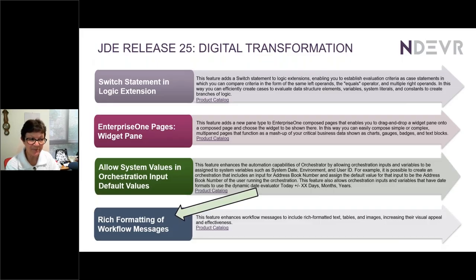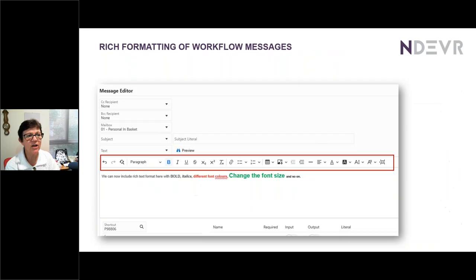Last but not least, the rich formatting of workflow messages. We've seen the rich formatting of other messages and notifications in Orchestrator, but it was always very plain text in the workflow, and now workflow messages have got the same functionality. So you can use different fonts, make it italic, bold, different colors, change the font size, add in tables, add in pictures, everything that you can do in the other messages for rich formatting, you can now do on workflow messages as well.